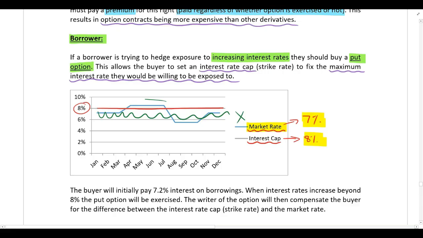However, when the market-related rate exceeds the cap, so let's say, for example, the market-related rate over here is 9%, they would then exercise the option because the interest rate cap will set the maximum interest rate for them. So even though the market-related rate is 9%, when they exercise the option, it limits the interest to a rate of 8%, or it caps their interest at a rate of 8%. So please note, if the market-related rate is less than the cap, they will not exercise the option. They will rather pay interest at the lower rate. However, if the market-related rate is above the cap, they will then exercise the option so that they only pay interest at a rate of 8%.